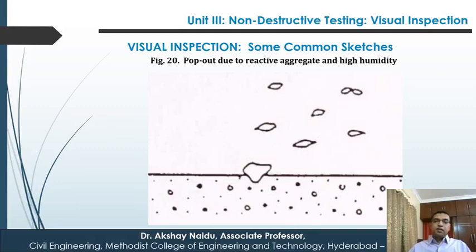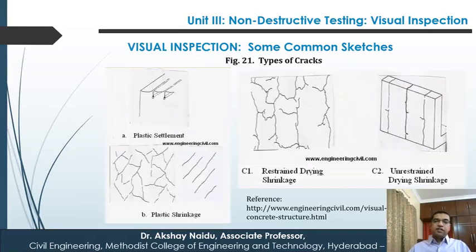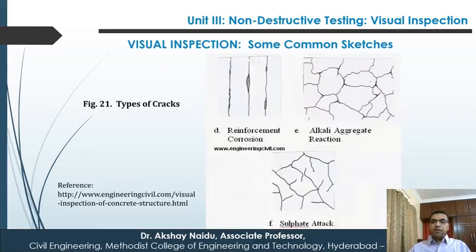Some aggregates are getting popped out. Then some plastic settlement cracks, parallel cracks along the line of reinforcement. Then you have plastic shrinkage cracks, and then you have restrained drying shrinkage and unrestrained drying shrinkage cracks. Okay. Patterns.